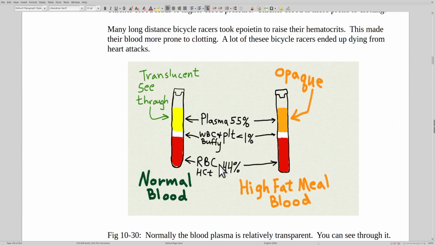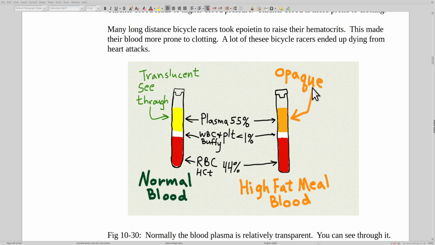Some of these guys, like these Tour de France bicycle riders, started taking epoetin, which increases hematocrit. That would give them more energy in a long marathon distance race on bicycles, but it also meant that when they were just laying around relaxing, they had a really high hematocrit. They're more prone to forming clots, and that's thought to be related to the increased number of them dying unexpectedly.